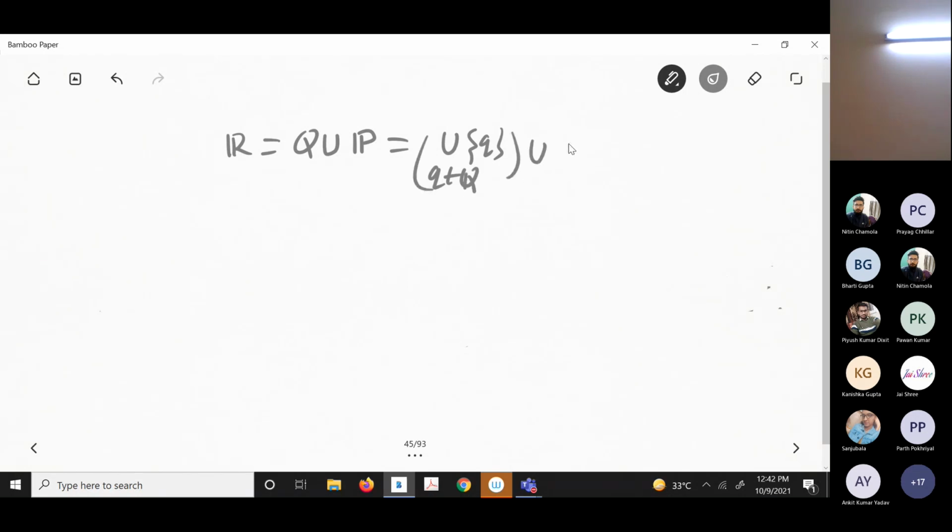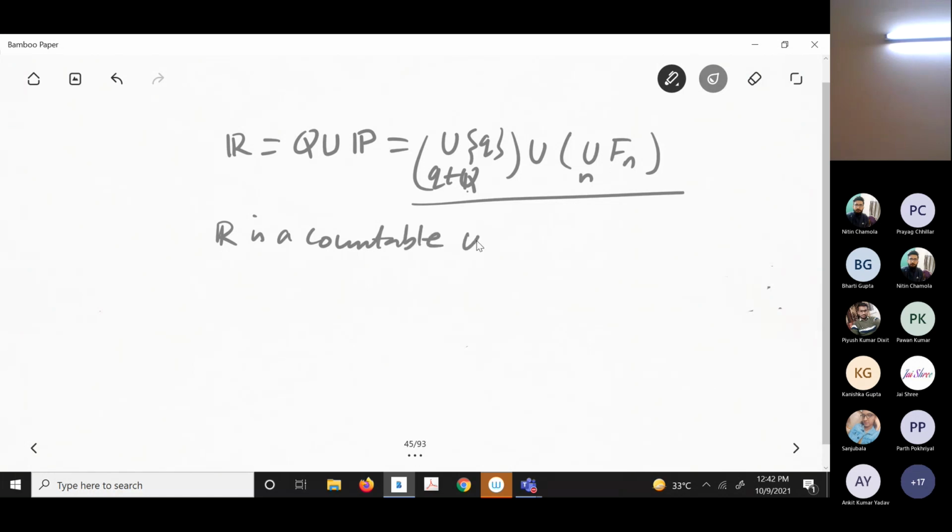Union. Okay? Now look, this is countable because Q is a countable set. Here it is a countable family. So this is countable altogether. That means R is a countable union of sets, where each singleton is closed. Okay, right? Are you getting it? Okay.